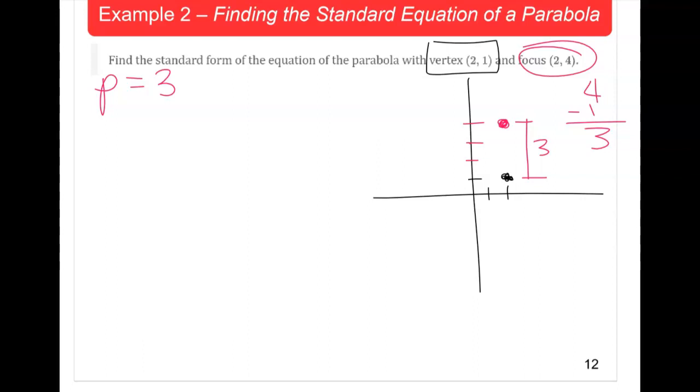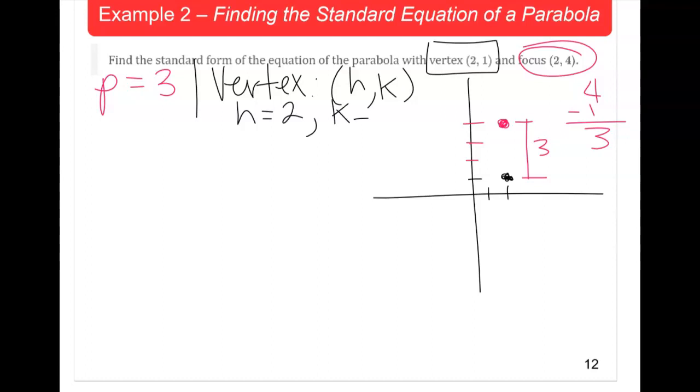Now, since the vertex is 2, 1, that is giving us the values for h and k. So this is telling me that h is going to be equal to 2 and k is going to be equal to 1. So now what we are going to do is get the correct formula. In this case, we're going to have a parabola that is opening upward. It's always going to open towards the focus. That's why it's important to find where the focus is.